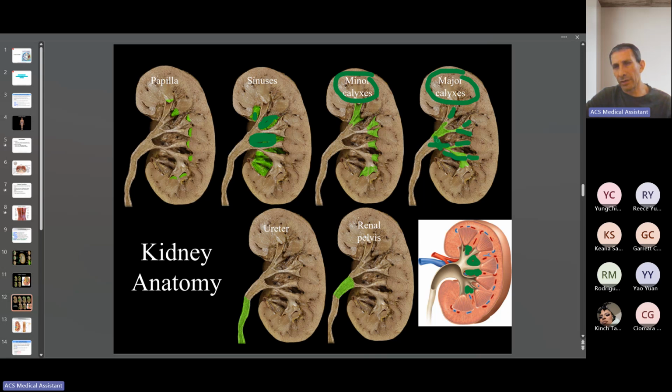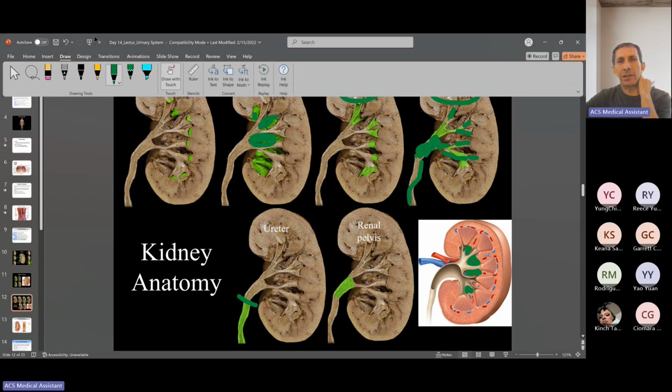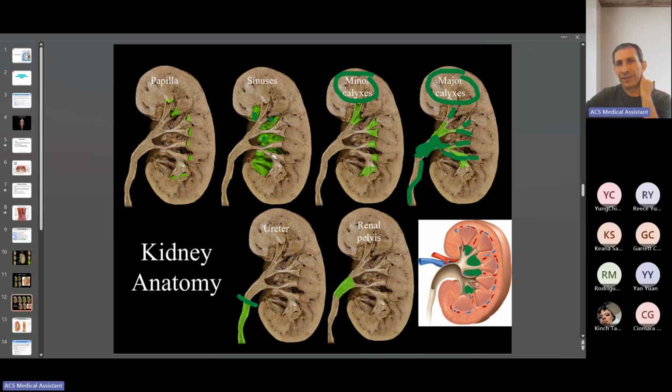And all of them drain right here in the renal pelvis, my bad. And then the ureter, the urinary bladder, all the way down to the urethra outside. So here we have the ureter. That's it. So that's how all these structures work. So this part, not too complex.